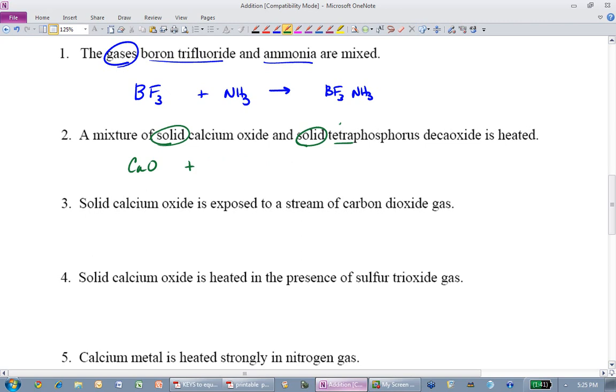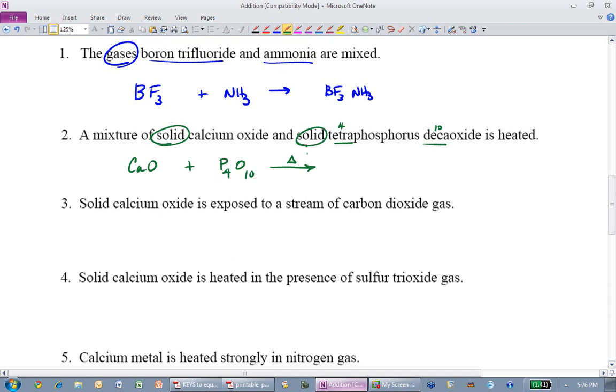Tetra, prefix meaning 4, phosphorus, deca, prefix meaning 10, oxide is heated. You do not have to draw the little flame above the arrow, but, well, it's a triangle, but I like to think of it as the flame on a Bunsen burner. We're just going to pack this puppy together. So what can we make out of P's, O's, and Ca?